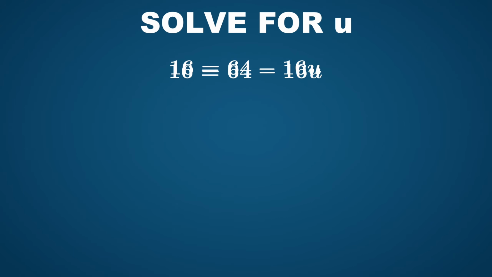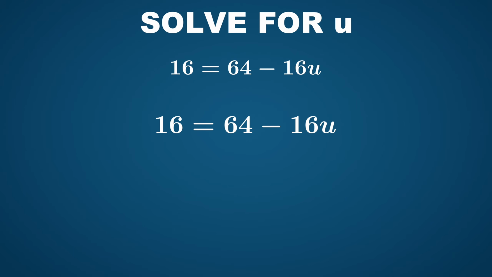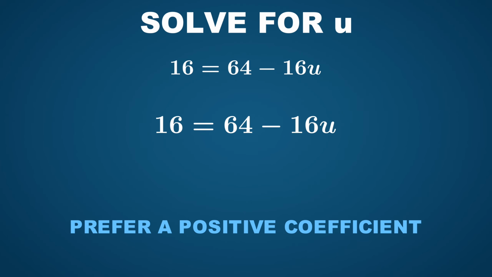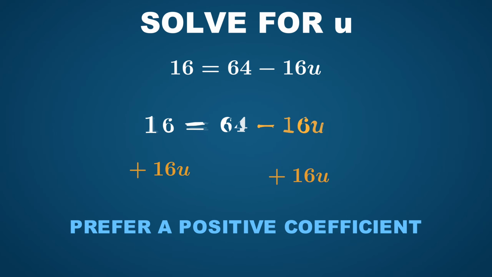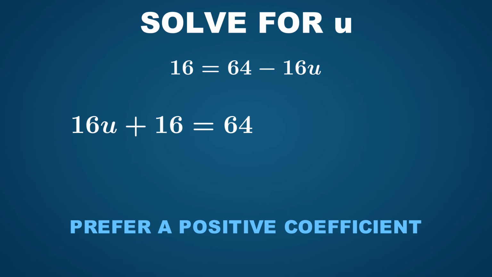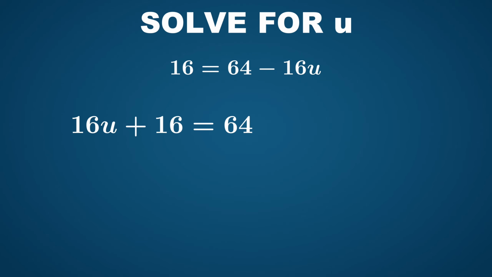We must now isolate the variable u in this straightforward linear equation. The term containing our variable u currently has a negative sign attached to it. It is often mathematically easier to work with terms that have positive coefficients. We can make the term positive by adding 16u to both sides of the equation. This action moves the variable term over to the left side of the equals sign. The updated algebraic equation reads as 16u plus 16 equals 64.